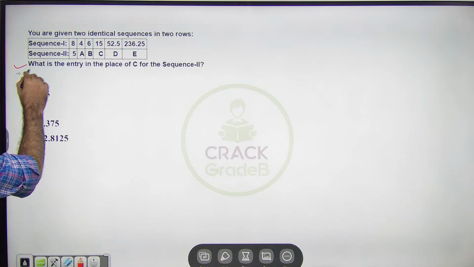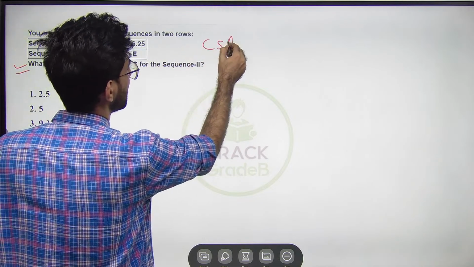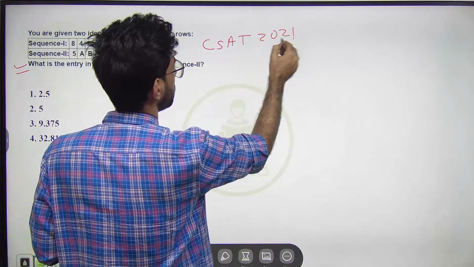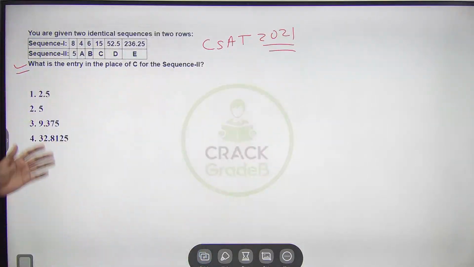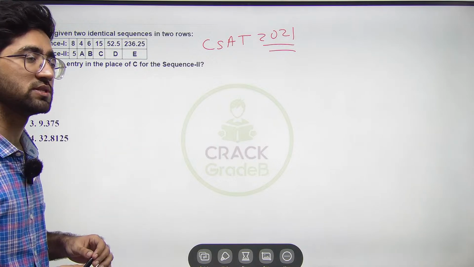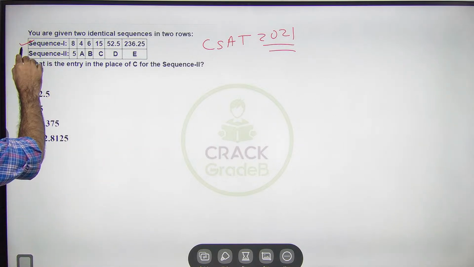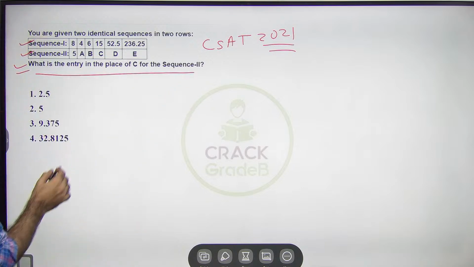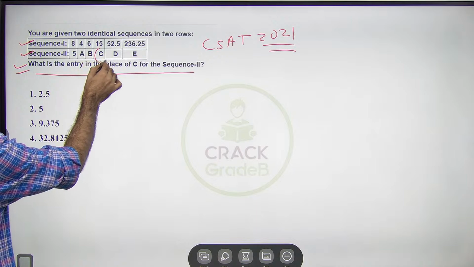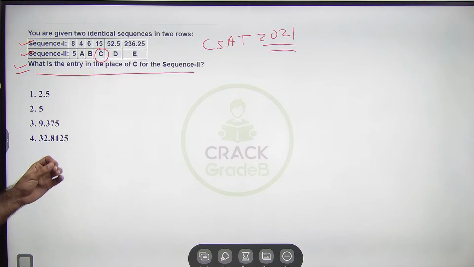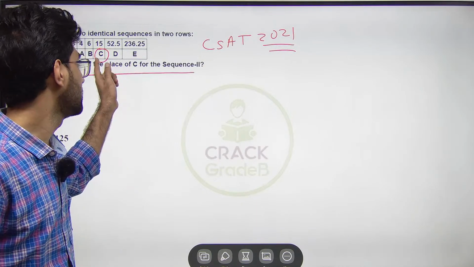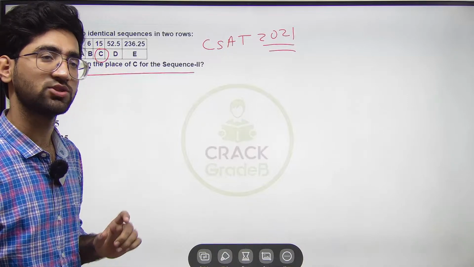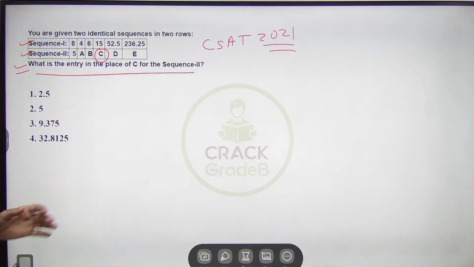See, this question has been asked in CSAT 2021. And what is the question? You are given two identical sequences in two rows. This is sequence number 1 and this is sequence number 2. And you have to find what is the entry in the place of C for sequence 2. So basically, we have to find the value of C.